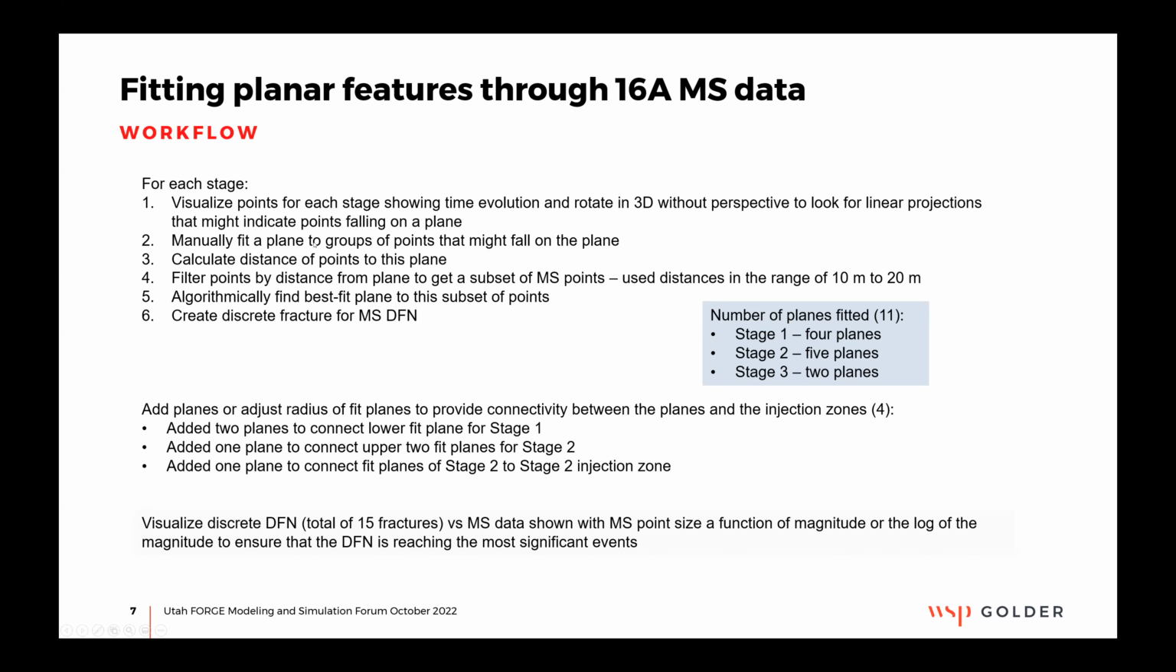Then step 2: manually fit a plane to groups of points that might fall on the plane. Once we identified that these might be lining up, the task was to create a plane that roughly matched that in the modeling tool, put that next to the points, and grab the points near that plane. Say I want to grab the points within 50 feet of that plane, take them, and then do a more algorithmic fit to those points.